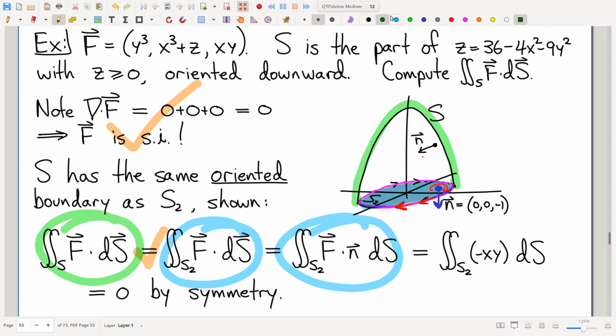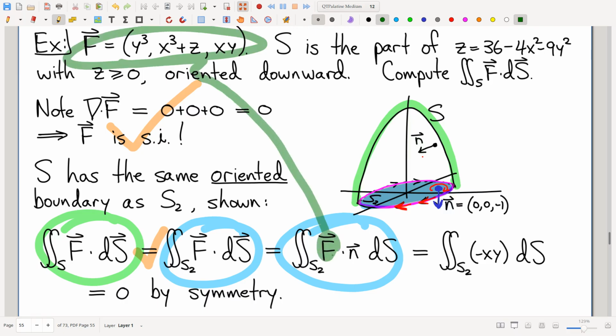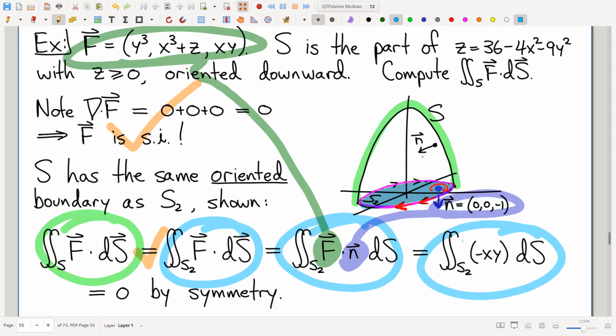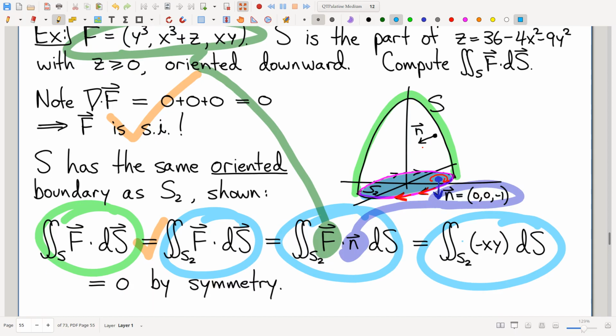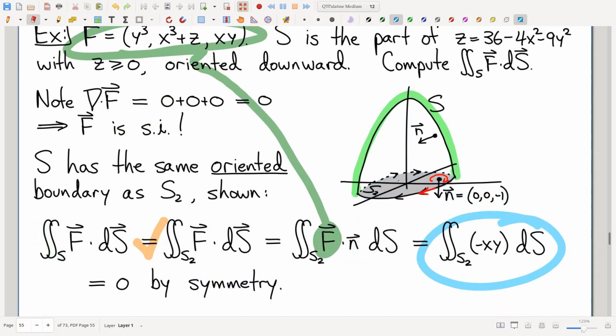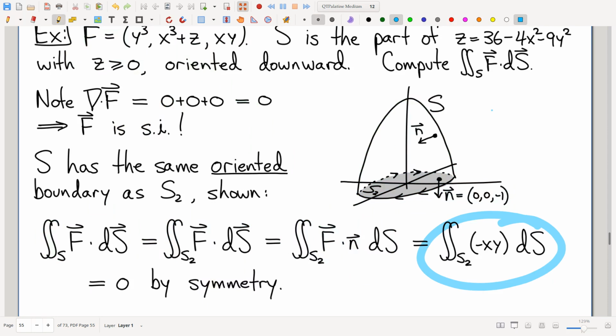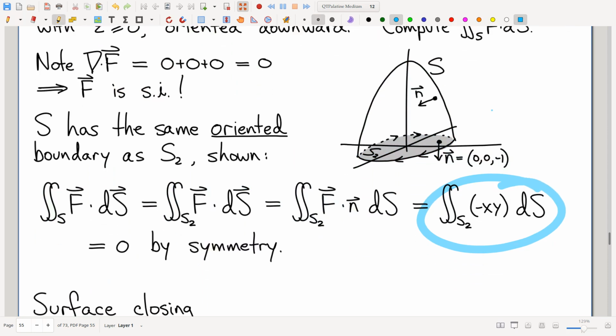I'll use dark green. Okay. Our original vector field dotted with our normal, this dot that is just minus xy. And so this integral simplifies really, really nicely. And in fact, this last integral that we're looking at here is 0 by symmetry.